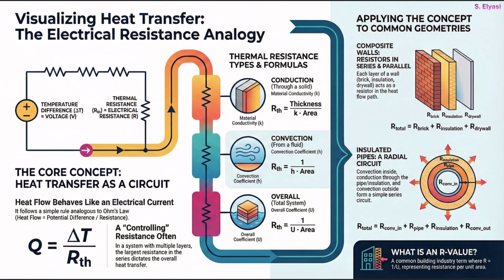And finally, this is where the analogy gets super useful, when we deal with common geometries. Picture a wall made of multiple layers, say brick, insulation, and then drywall. Each of those layers just acts as a resistor in series. So to get the total resistance, you just add them up. The resistance of the brick plus the insulation plus the drywall. Simple. Understanding thermal resistance is really the key to controlling heat transfer, whether you're engineering a pipeline or just insulating your home.